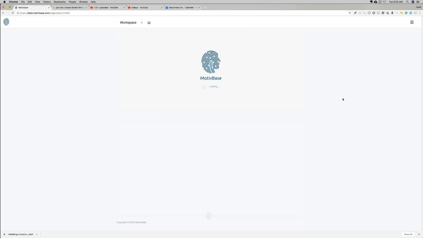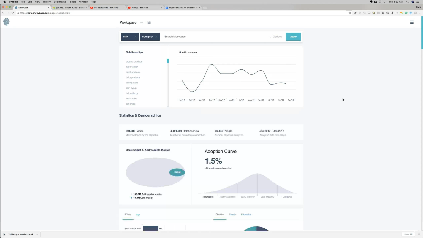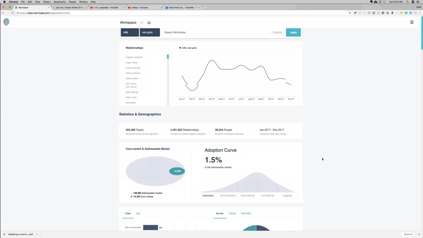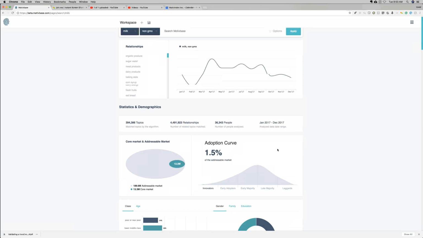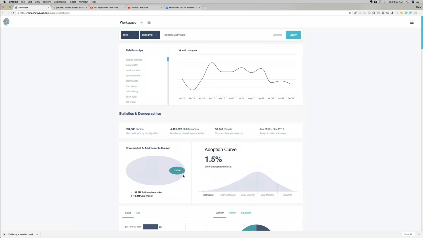So I hit apply here and see how the results change. Just give it a second as it loads. So there we go. One of the first things you can see here is that the core market for non-GMO milk is a maximum of 13 million people.